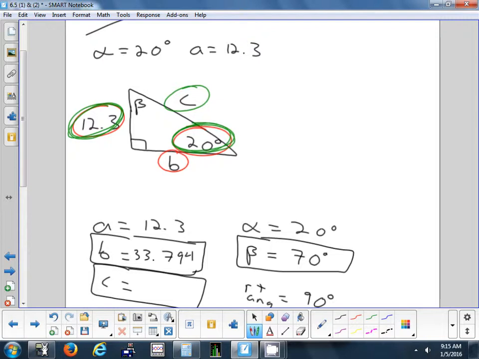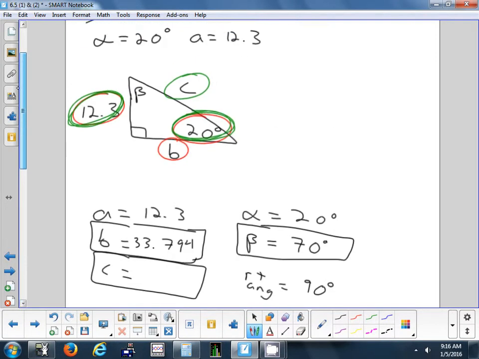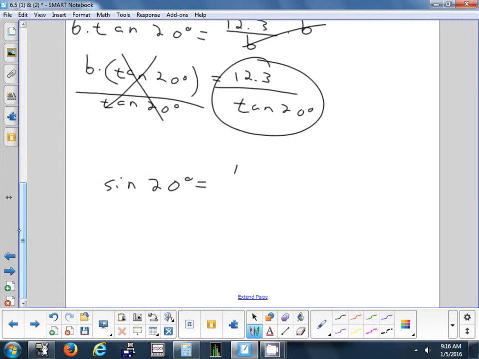So what's the name of this side? Opposite. Okay, opposite is what's farthest away. Wait, we're only going with 20, right? Yeah. All right, so we use sine. We know the opposite. We want the hypotenuse. Look up which trig function has those two in it. Okay, sine. So sine of 20 equals 12.3 over C.